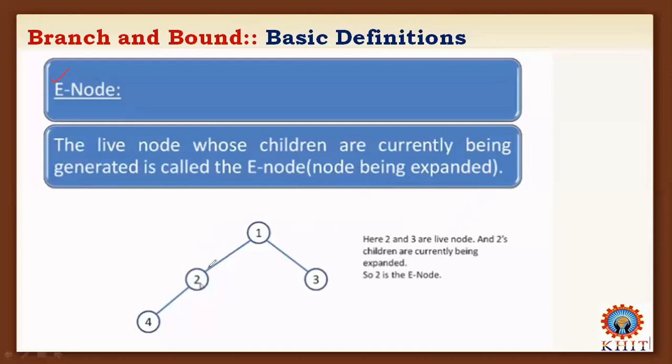Now consider a tree here. Node 2 and node 3 are considered as live nodes, as we talked about in the earlier slide. And here, node 2's children are currently being expanded. There is one child node currently expanded for node 2. The child node is 4.